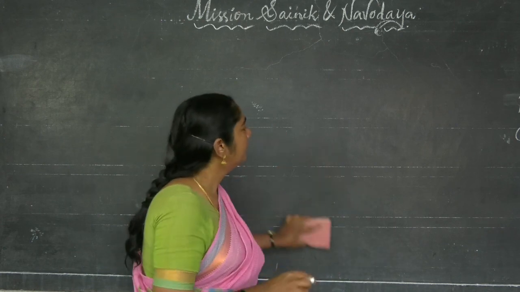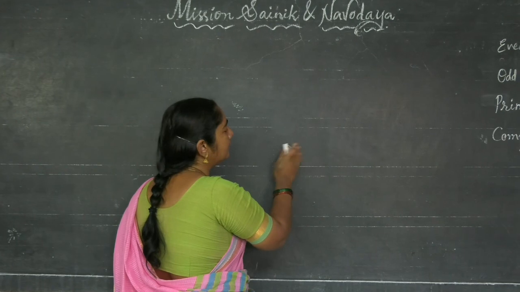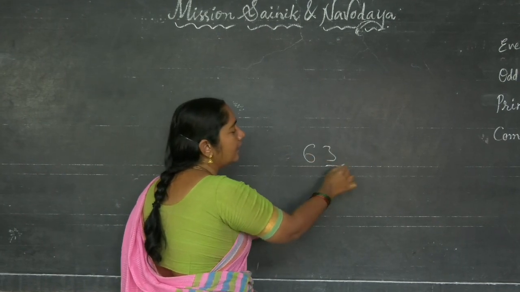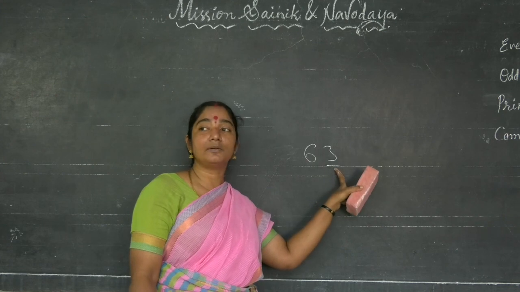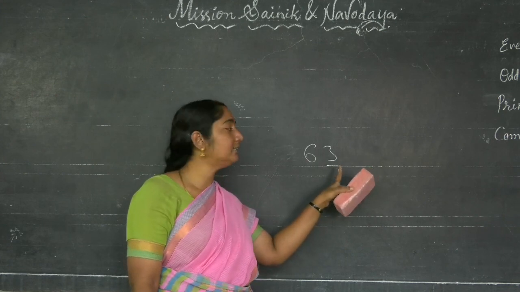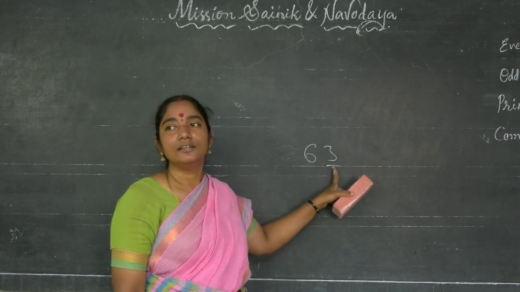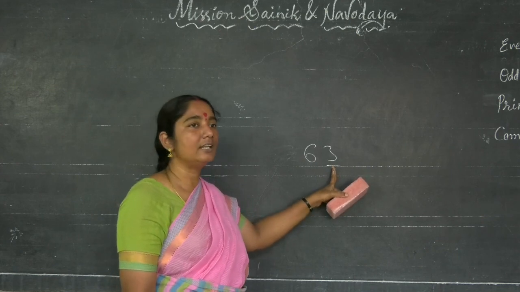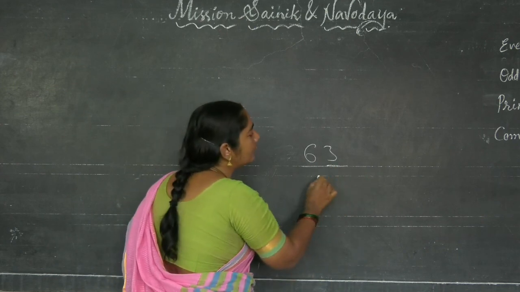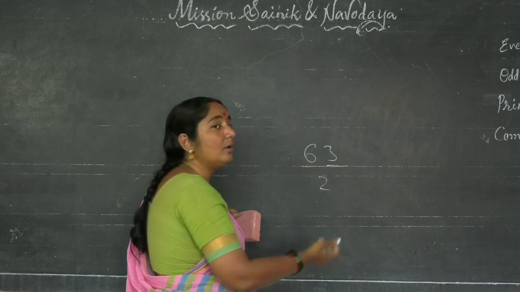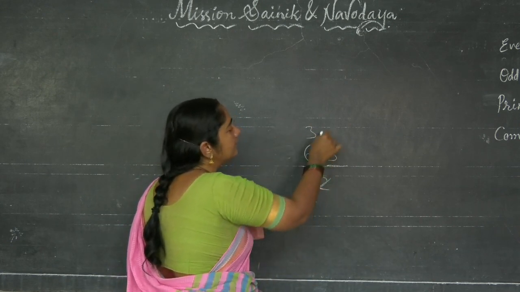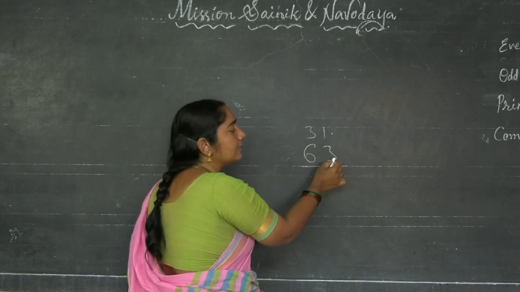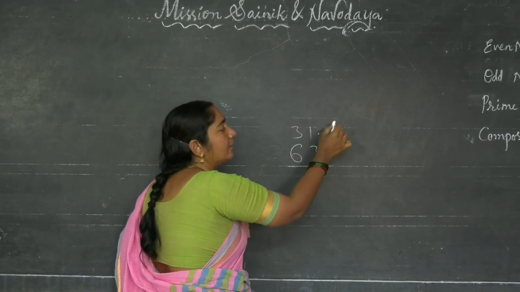For example, 63 is there. The last number is 3. Is it an even number or an odd number? This is not an even number. It is an odd number because the last number is not 2. It is 3. I think now you are understanding what is an even number. If you divide it by 2, you have a remainder 1. 1 will be the remainder. 2 ones are 2, 2 threes are 6. 2 ones are 2. See, what is remaining? 1 is remaining. Understood, my dear friend?